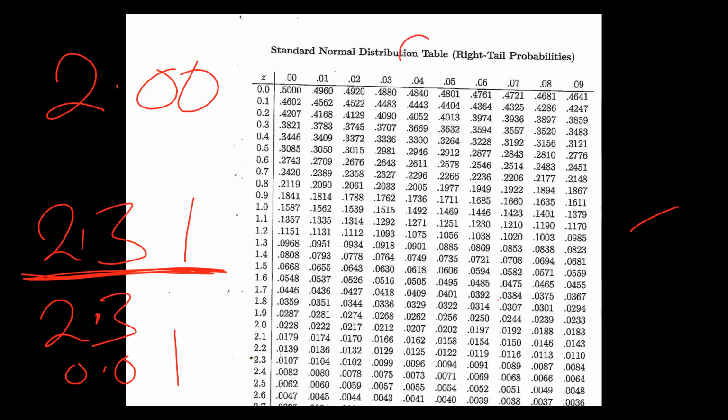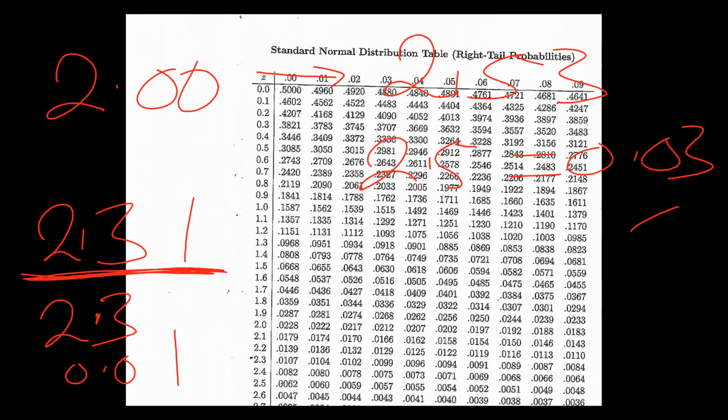Similarly, if you have the number 2.53, this one will be 2.5, then the one on top, the two decimal places, will be 0.03. If you have 1.67, this one shall be 1.6 and what? 0.07. Did you get that?